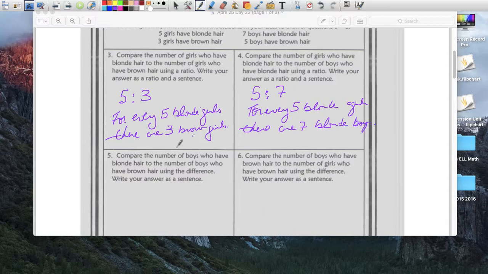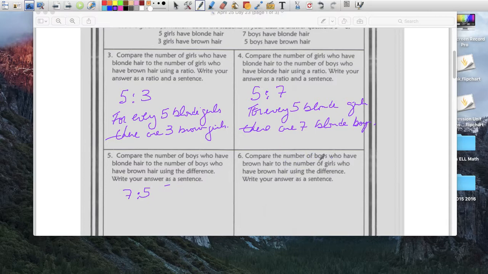At the bottom, you're comparing the number of boys who have blonde hair, which is 7, to the number of boys who have brown hair, which is 5. And then I don't understand what they mean by using the difference. I'm just going to leave it at that, 7 to 5. I don't know what they mean, so I'm just going to leave it as a ratio.